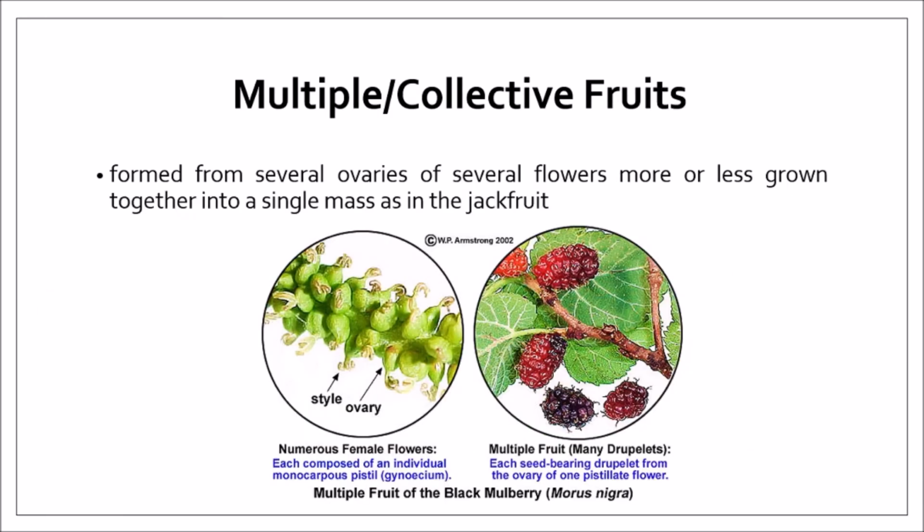A fruit is considered as collective or multiple if it is derived from several ovaries of several flowers or from the ovaries of a compact inflorescence. So we have jackfruit as an example, and also the marang, pineapple, mulberry, and breadfruit.